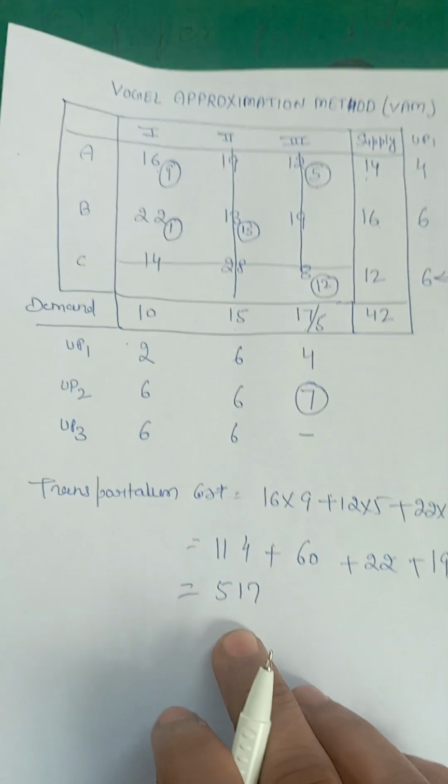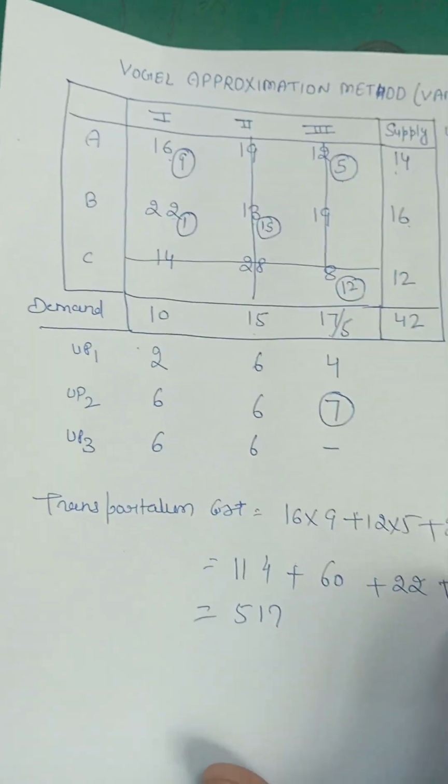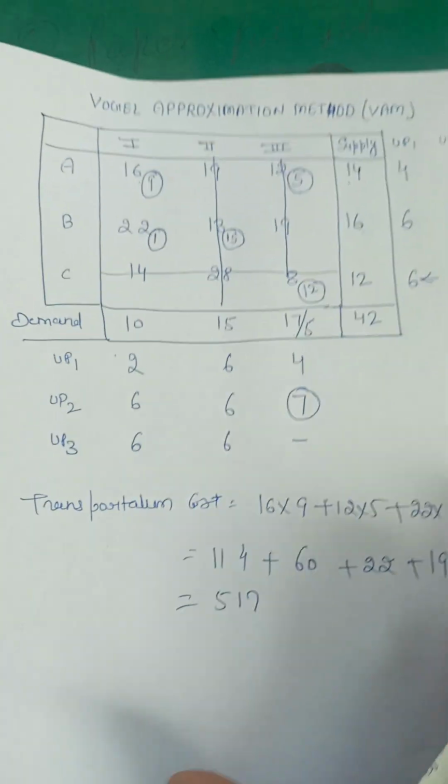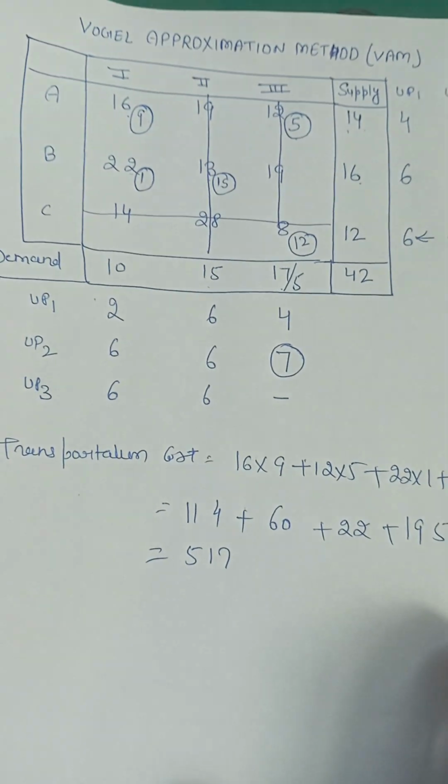This is the transportation cost by the Vogel approximation method, and this is the best method. If nothing is specified in the question, we apply the Vogel approximation method.